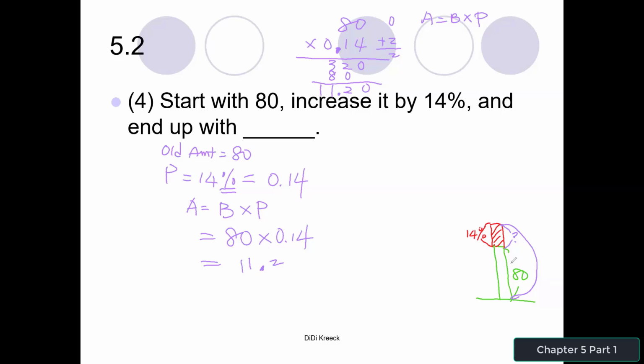Okay, so we know this is not the final answer because what we end up with will be greater than 80, right? What we just found is the amount that represents the 14%. We start with 80 and then we increase by 14%, which is 11.20. Okay, so the new amount will be 80 plus 11.2, which will be 91.2.